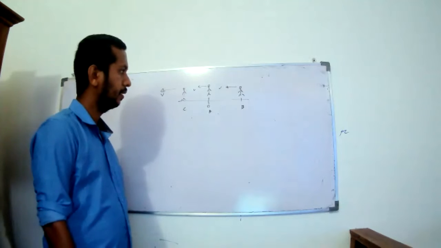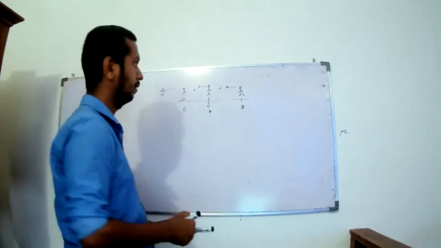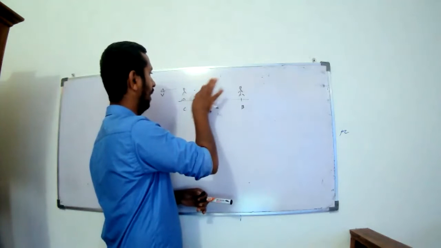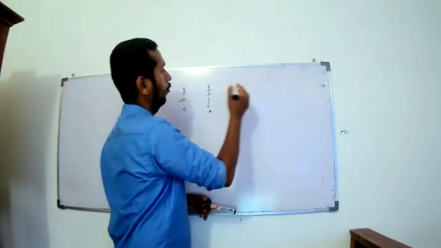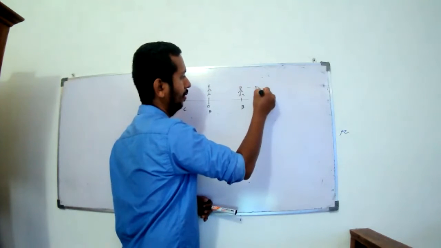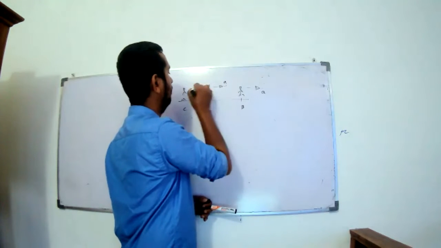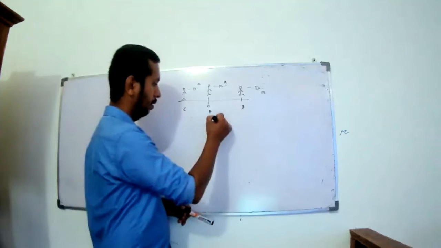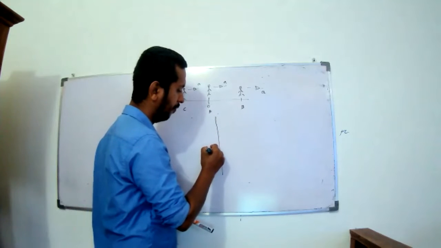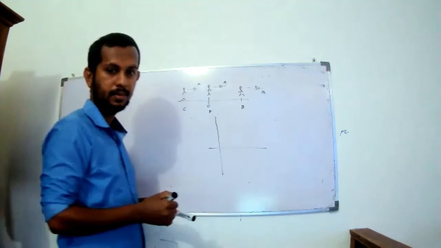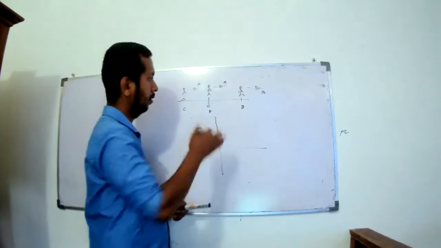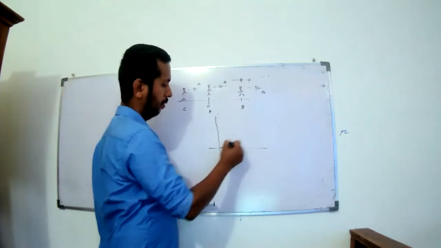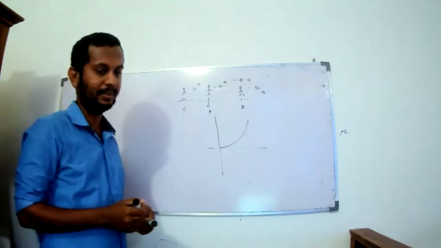Next case, person moves towards the positive direction with acceleration. Now I hope to put all of the graphs in the same axis. The case number 1. Person moves towards the positive direction with acceleration. Now you can see.